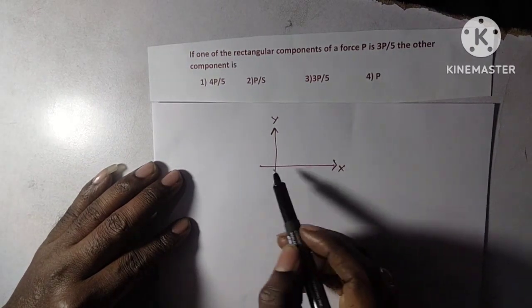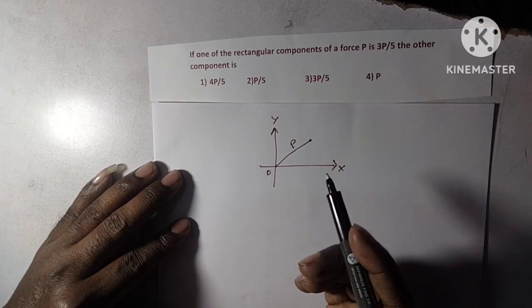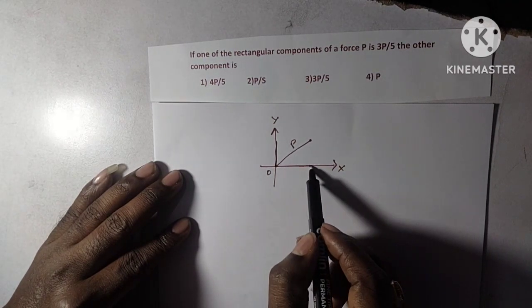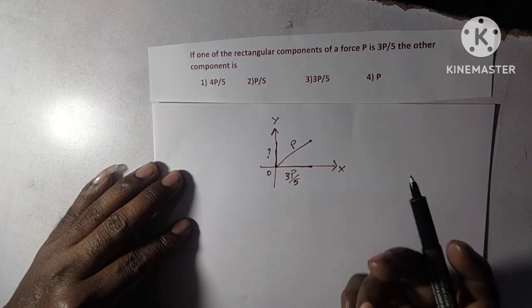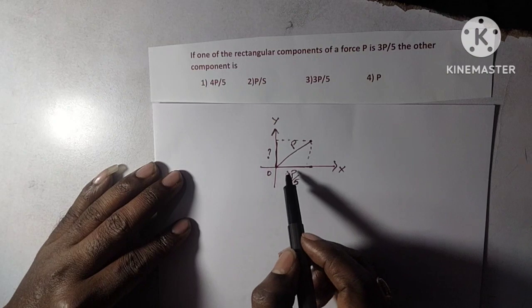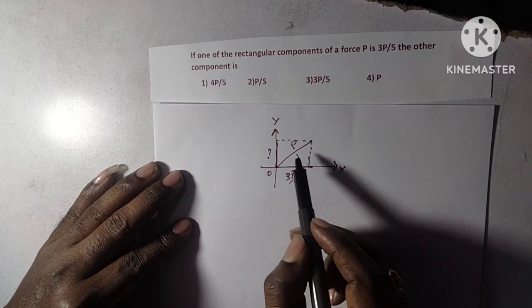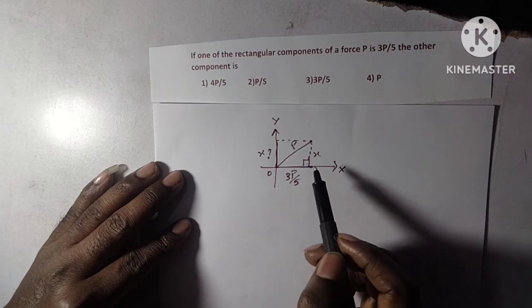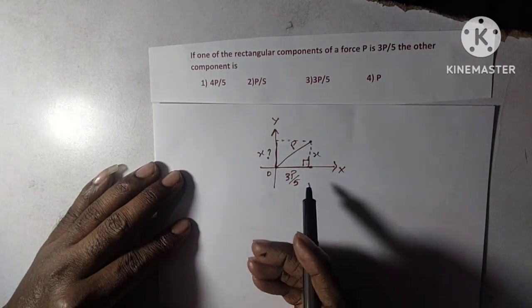On the x-axis and y-axis, this is the origin, and there is a force P. One of its rectangular components, either along the x-axis or y-axis, we take as 3P by 5. Then what is the other component? P is resolving into two components, one along the x-axis and another along the y-axis. The distance from here to here is unknown, so we take it as x. There is a right angle triangle, so if we find x, that becomes the other component of the given force.